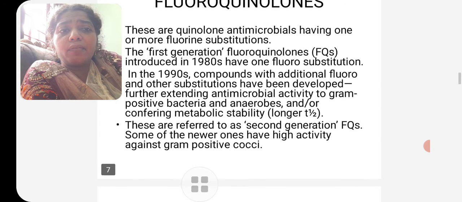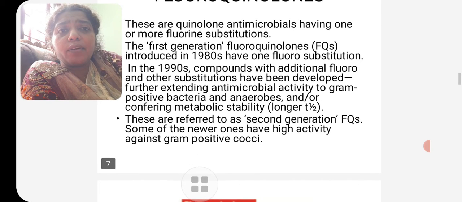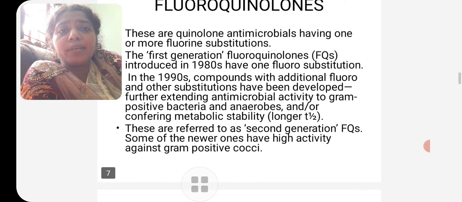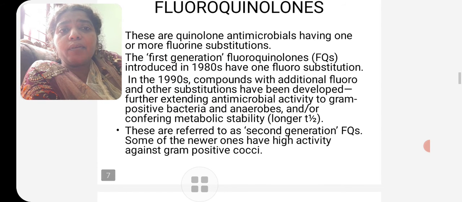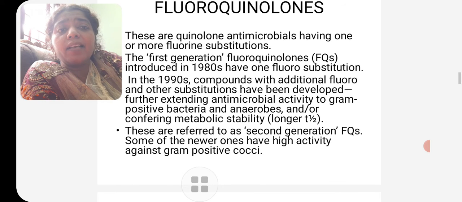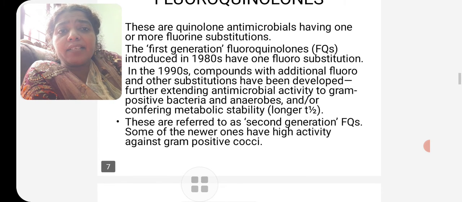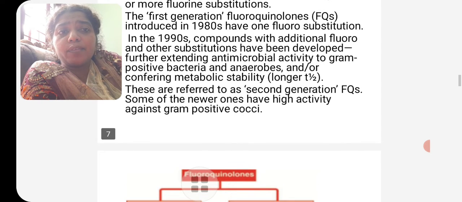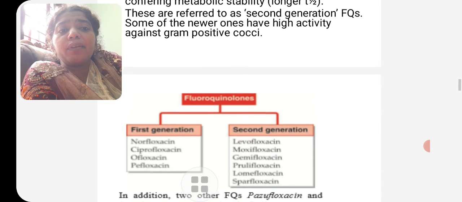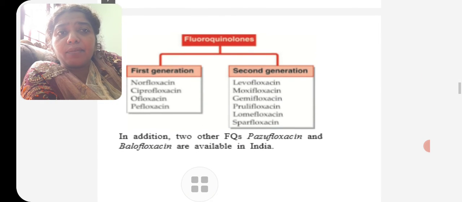Next come our fluoroquinolones, which we have already studied. Fluorination at the 6th position leads to the development of fluoroquinolones, and in the 1980s there was a single substitution, but in the 1990s many additional substitutions have been done, and they are effective against gram-positive bacteria and anaerobes also, and they have a longer metabolic stability, and we call them second generation fluoroquinolones.